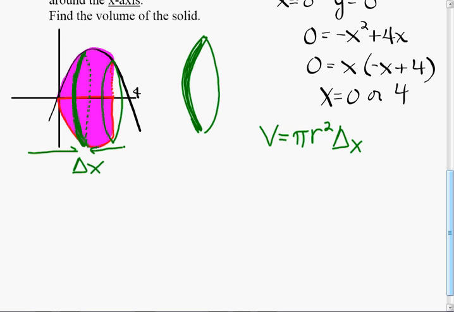Okay, here's the radius. Let's see. Can I do that? I want to change color. There we go. Maybe we could try a crayon. Let's try a crayon. Well, that's not very good.